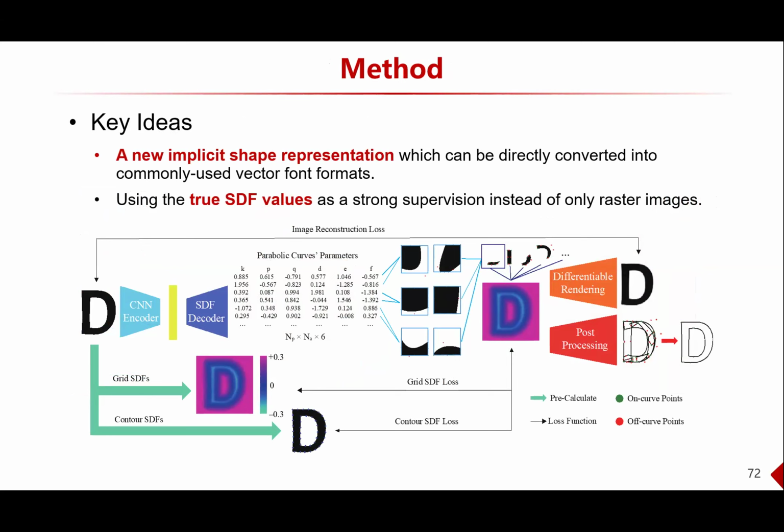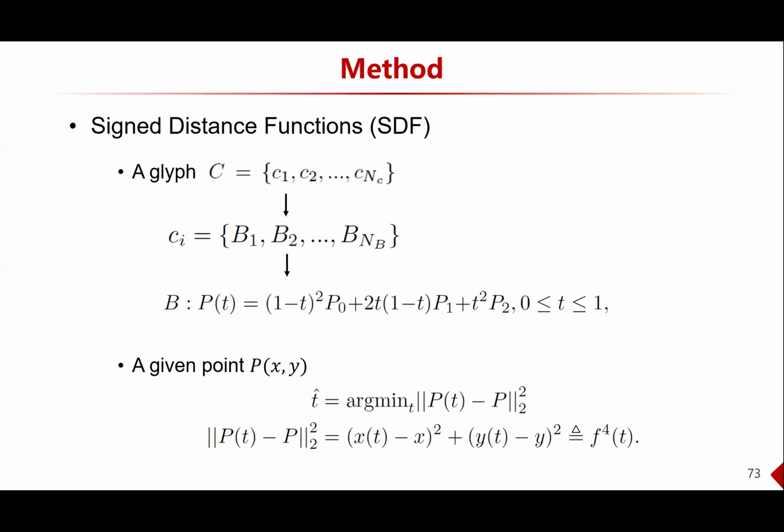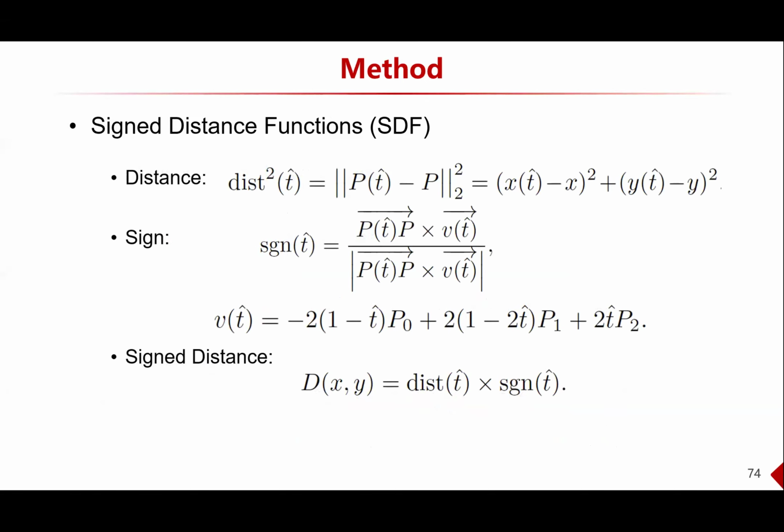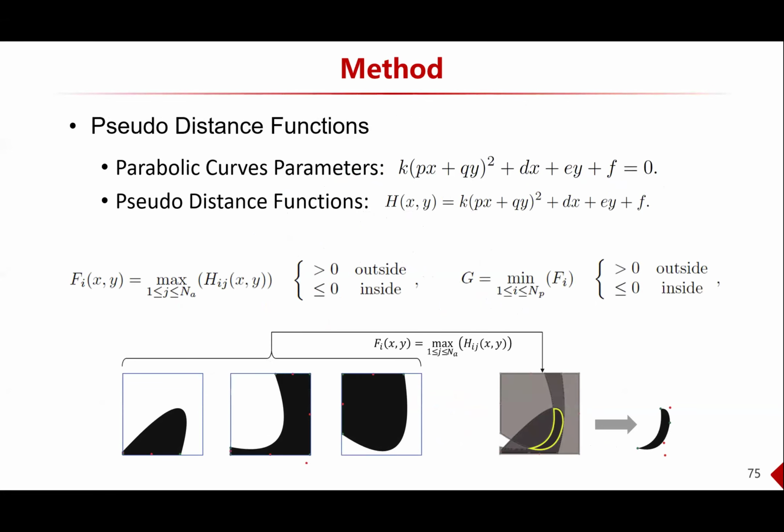And this is the pipeline of our method. And here are some formulas regarding how to compute the SDF for the given glyph that consists of Bezier curves. I think we are very familiar with these formulas, so I don't want to go into more details. And due to the complex gradient backpropagation process, directly calculating the signed distance from the sampling point to the parabolic curves using these formulas is inflexible when training our neural networks.